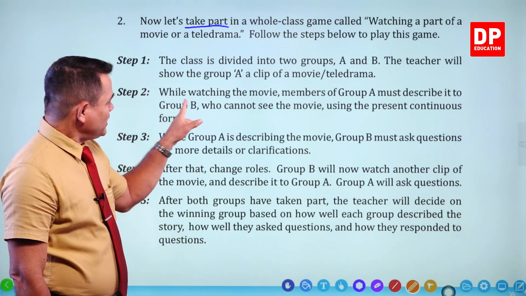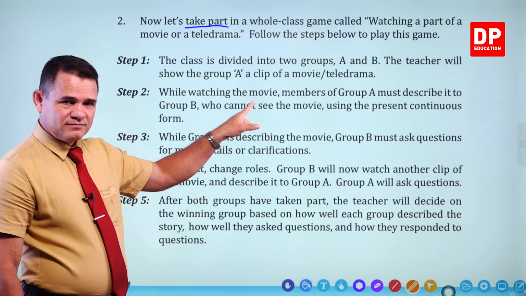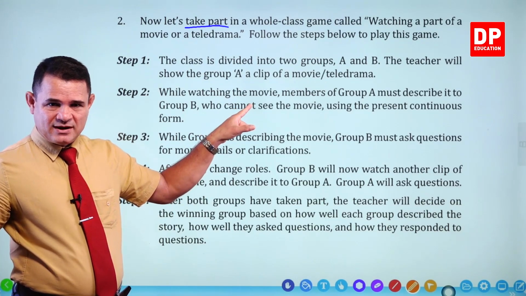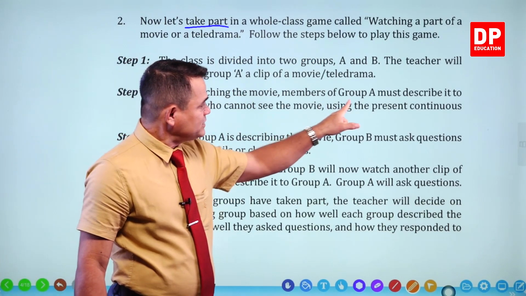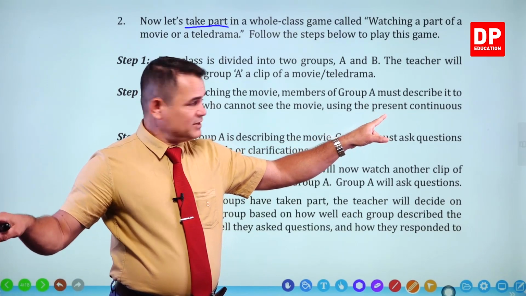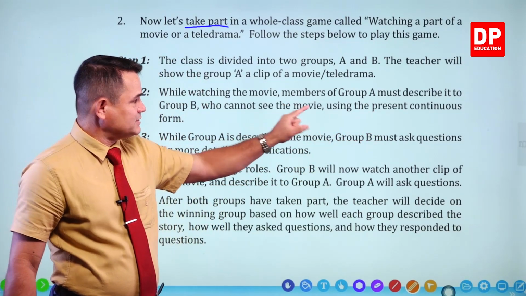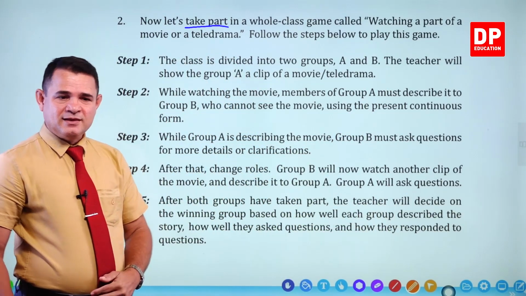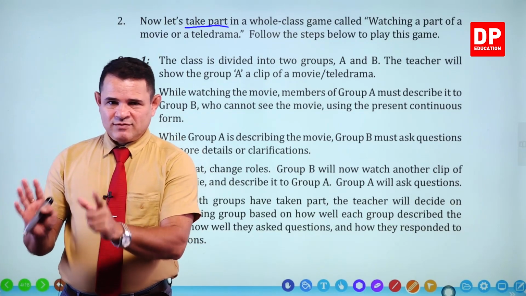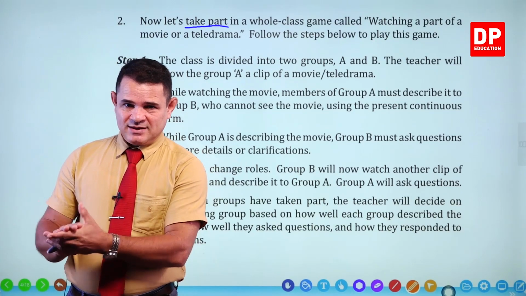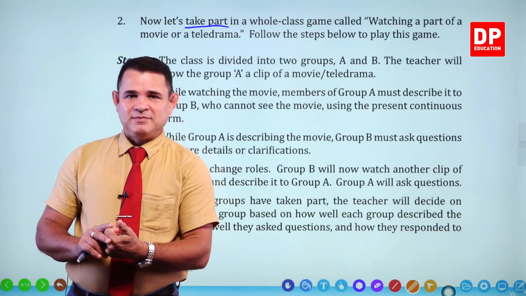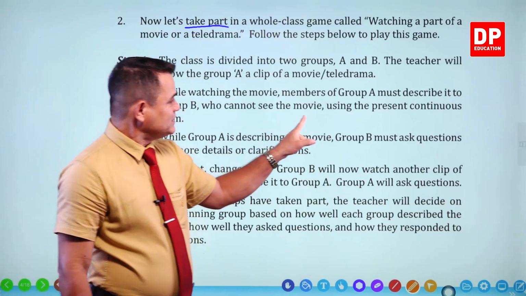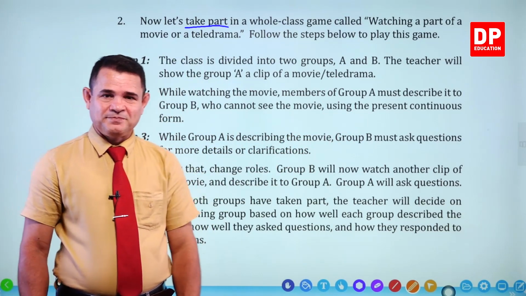Step 2. While watching the movie, members of group A must describe it to group B. Now only one group can see it. Only group A can see it. Group B cannot see it. They have to describe using the present continuous form.